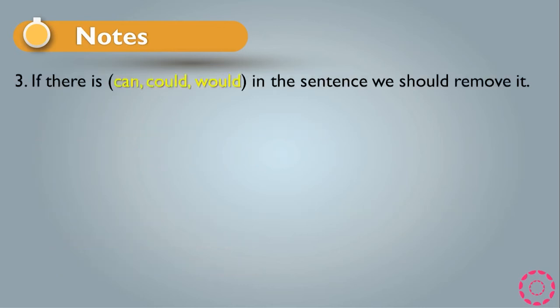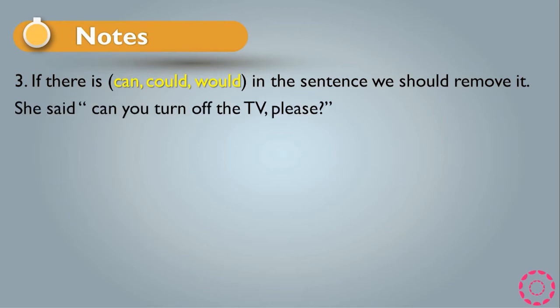The third one: if there is can, could or would in the sentence, we should remove it. She said, can you turn off the TV, please? So it became: she asked me to turn off the TV. As you see, we removed can from the sentence.